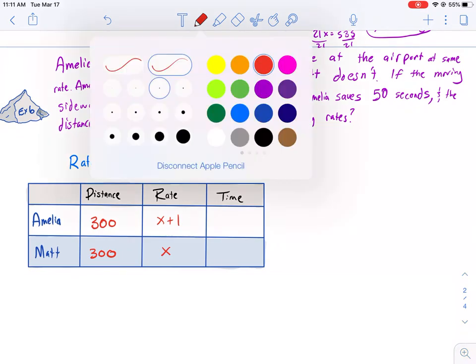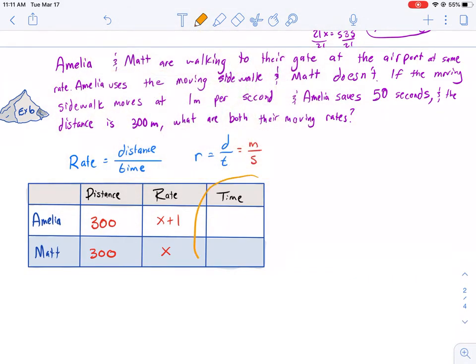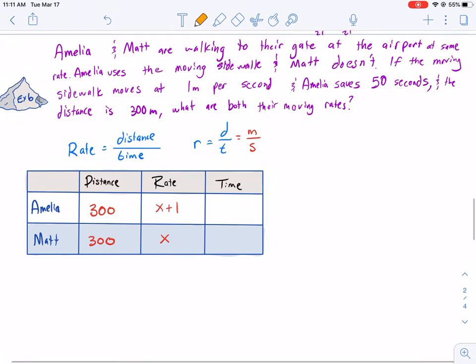Time is where it gets a little tricky. Now, we could use a new variable. We could say t for Matt, for his time, but remember, Amelia's faster, so hers would be t minus 50. The problem is now we have multiple variables. So there's a couple different ways to do this. I think the easiest way to do it is to solve time in regard to x for both of them. Let me show you how to do it.